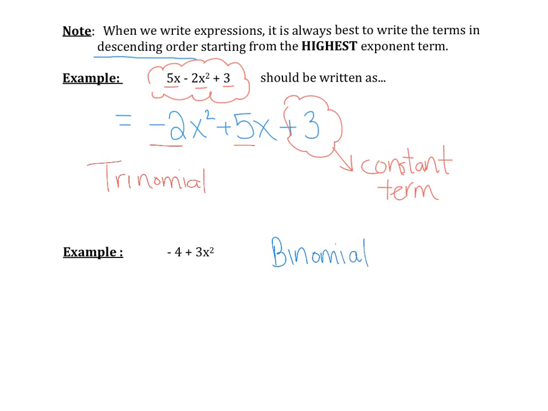Okay, if I was to write it in order of descending powers, I would take that positive 3x squared term and put it first. I don't need the positive if it's at the front. And then I would take the other term, the negative 4, and I would put it last. Okay, those are 2 terms. This is a coefficient. Okay, this is a constant term right here, the negative 4.